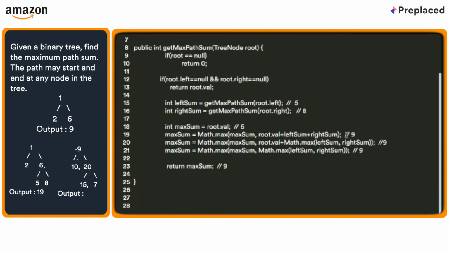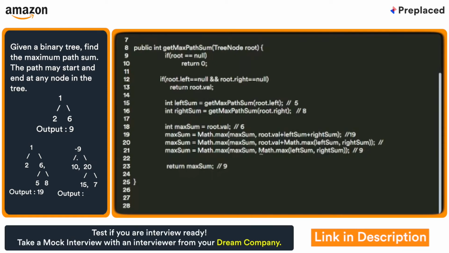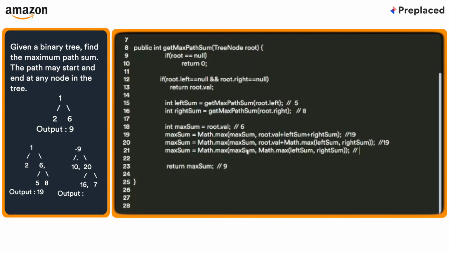5 plus 8, 13 plus 6, 19. 19 and 6 compared, it is 19. So it will say 19 here. And then I will compare 19 with the root value 6 plus the maximum of either of the two nodes, 8 or 5. 6 plus 8 is 14. So 14 and 19 compared, 19 will be the maximum. And here I will compare the maximum, which is 19 so far, with left or right, which is 8. So 19 and 8 returns me 19. So this recursive call of 6 returns me 19.